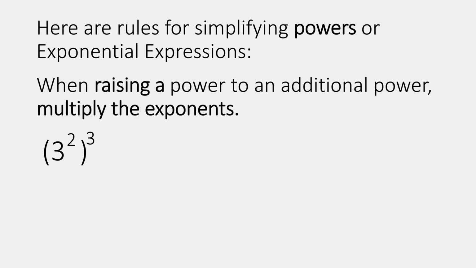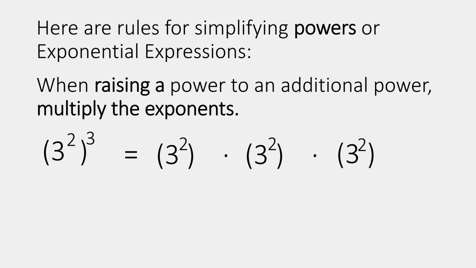When raising a power to an additional power, we multiply the exponents. So we have 3 squared in parentheses to the 3rd power. If we break it out, we're just asking 3 squared times 3 squared times 3 squared equals what? 3 to the 6th power. Or you could just multiply the 2 and the 3 and you will get 3 to the 6th power.